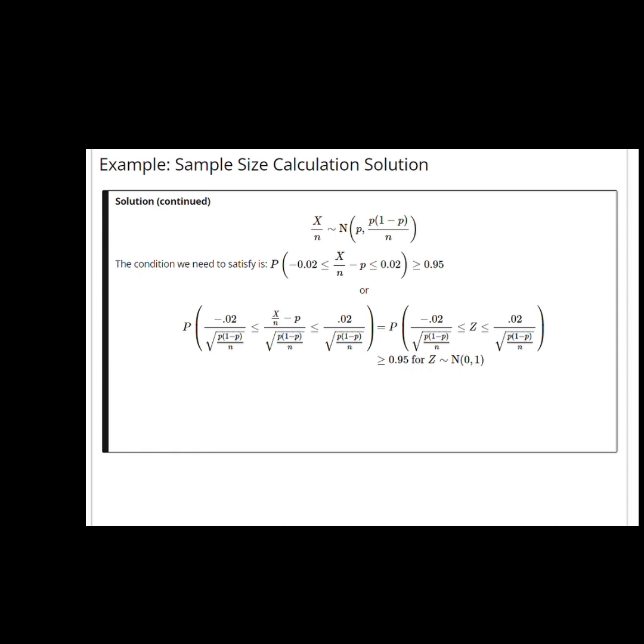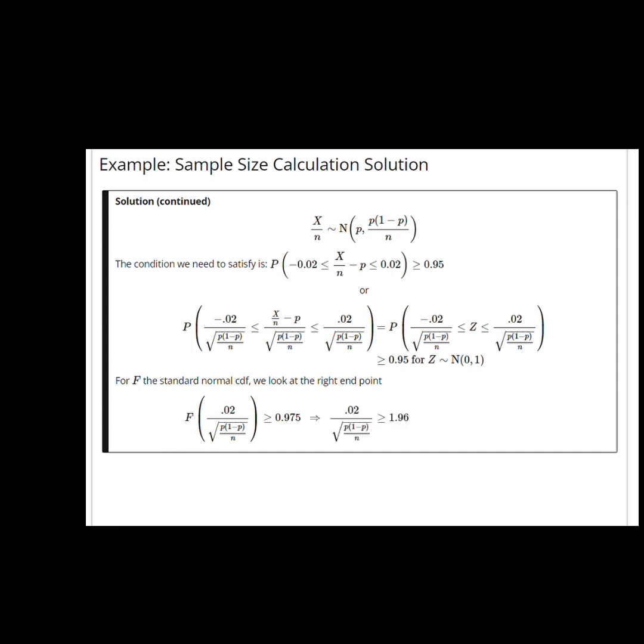That probability is at least 95%, 0.95, where z is standard normal. Now look at that right-hand endpoint, 0.02 over the square root of p times 1 minus p over n. What this tells me is that the area to the left of that point, under the normal density, must be at least 0.975. Now we've met such a value many times before from a normal table. A value such that the area to the left is 0.975 is 1.96.